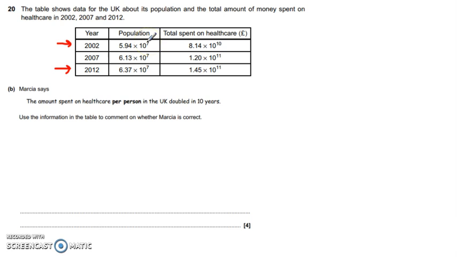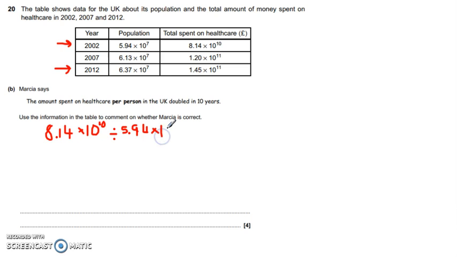So if we start off with 2002, I'm going to have 8.14 times 10 to the power of 10. And to work out how much is spent per person, I need to divide that by the population. So the population in 2002 was 5.94 times 10 to the 7.